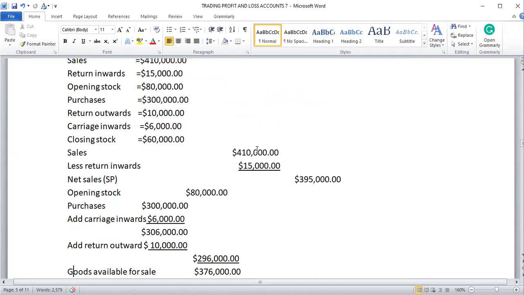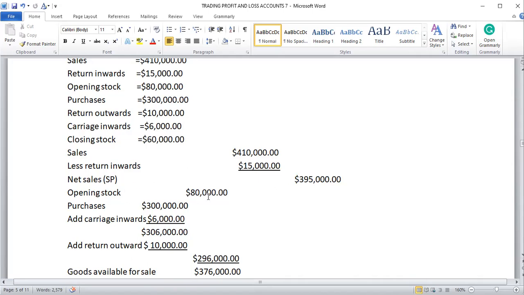Our sales is $410,000, this particular one. Return in was $50,000. $410,000 minus $15,000, we get $395,000, which is our net sales.